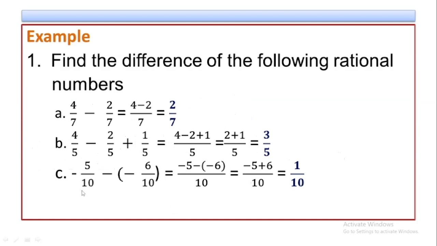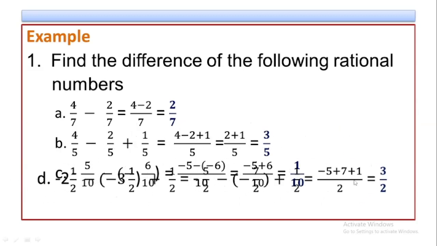The third one has two negative numbers. That means negative 5 over 10 minus negative 6 over 10. The two fractions have the same denominator 10, so find the difference of the numerators, negative 5 minus negative 6. Here there is a negative sign, so first determine the product of the signs. Negative times negative is positive, so minus 5 plus 6 is equal to 1 over 10. So 1 over 10 is the difference of negative 5 over 10 and negative 6 over 10.